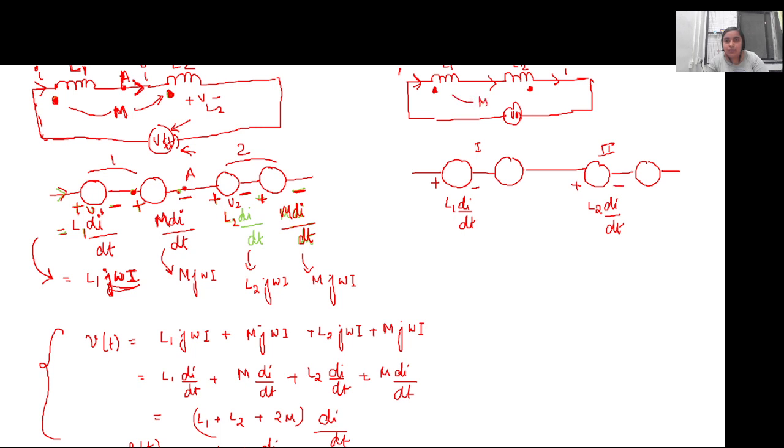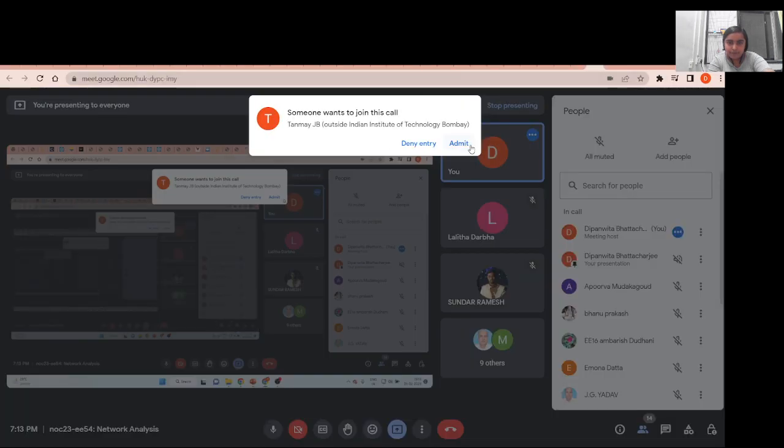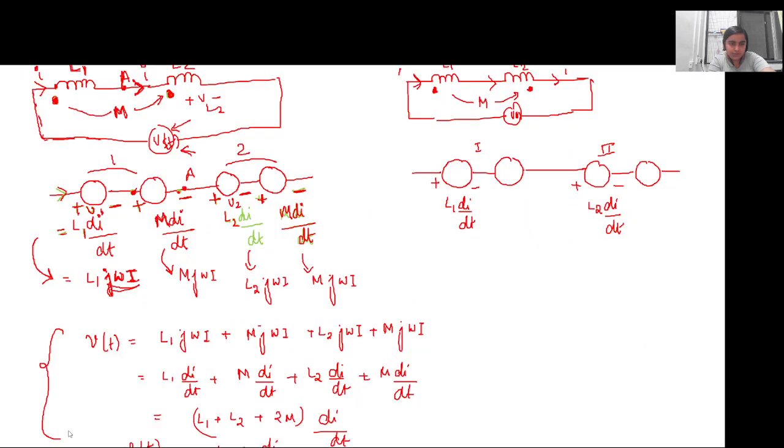For the mutual, if the mutual inductance is given as M, the mutual term will be M di by dt, but what about the sign? Since these two dot conventions are opposite in direction, that is, on one side the current is entering and on the other side it is leaving, that means what? When this particular point is positive, this particular point will be positive.